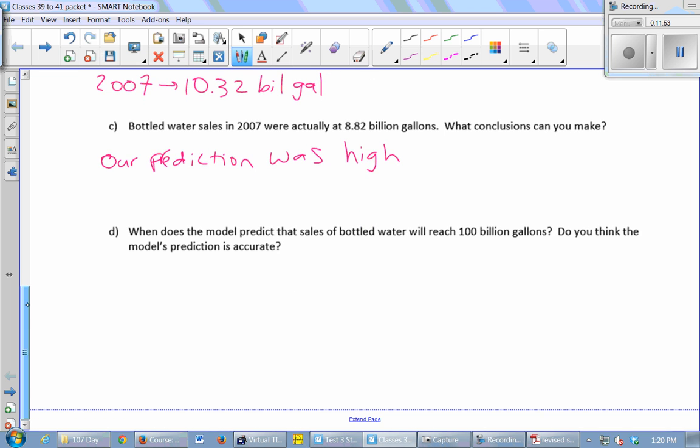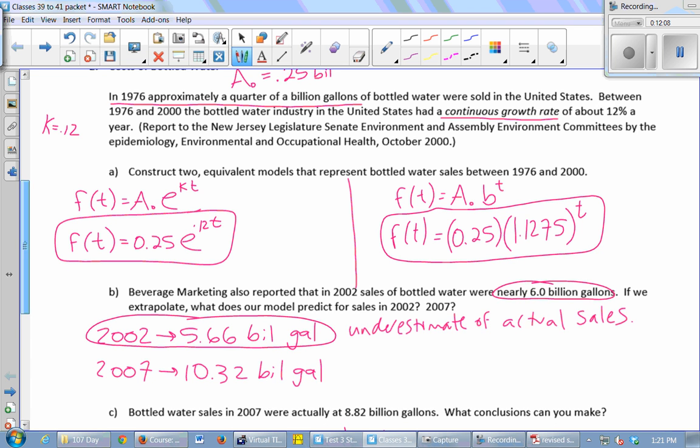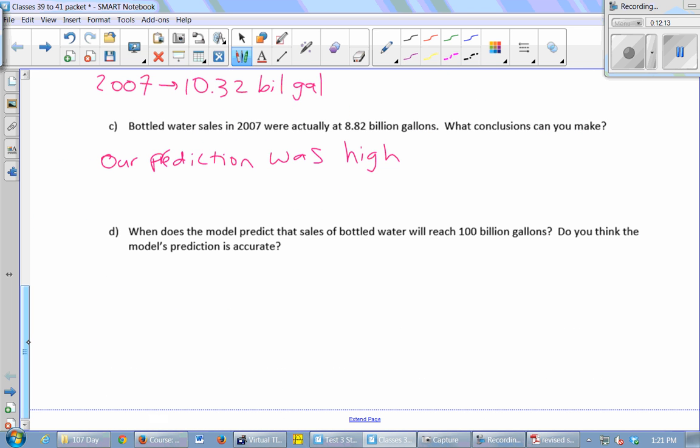All right, so let's use our model to predict when bottled water sales will reach 100 billion gallons. I can use either equation, because these are equivalent. I'll just use this one because it's on the left: 0.25 e to the 0.12t. That's my model, and I'm looking for time because they asked me when. Will I reach 100 billion gallons? So I put a 100 over there because I'm already measuring in billions. All right, how do I solve this equation?